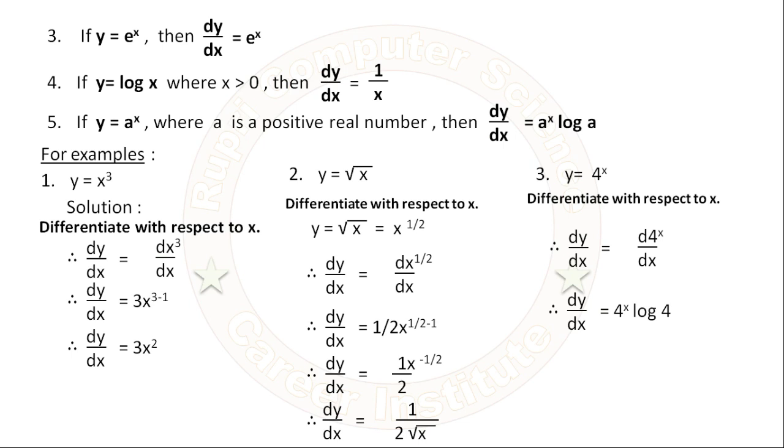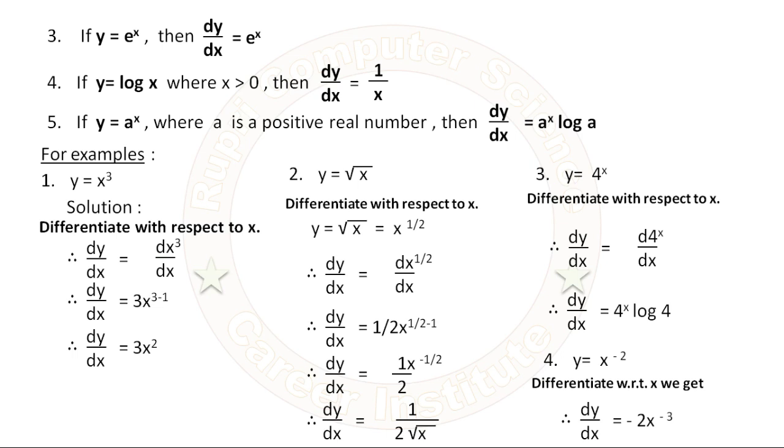Now question number 4: y is equal to x raised to minus 2. Now solution: differentiate with respect to x. Therefore dy/dx is equal to, I directly write, minus 2 x raised to minus 3. This is your answer.